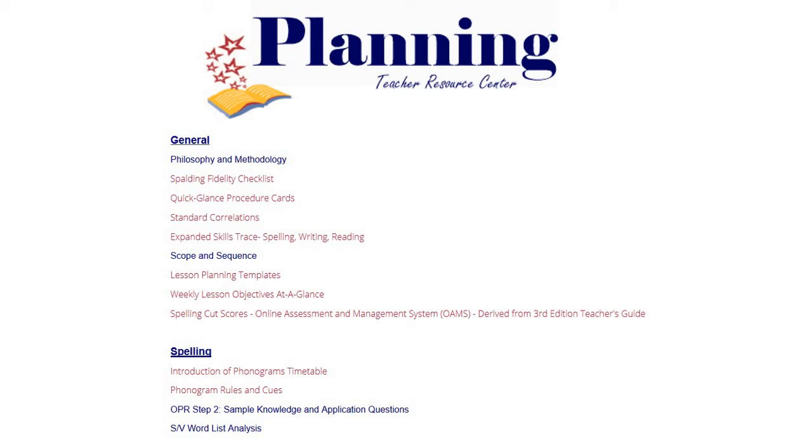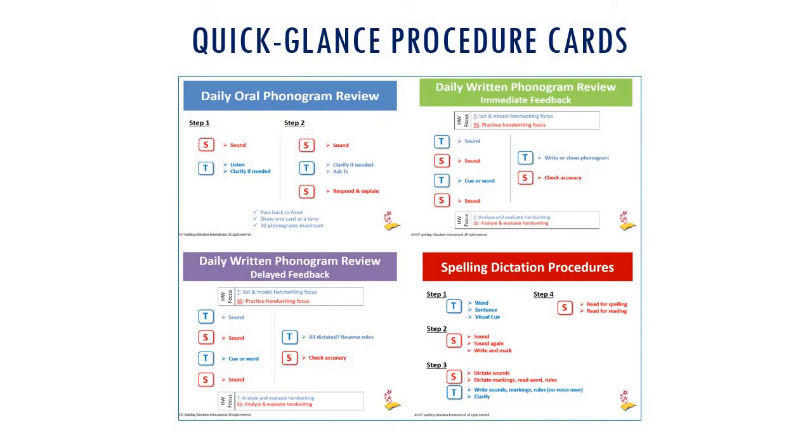Take a moment and read through just some of the resources offered in the planning section so far. This list and all other TRC lists will continue to grow as we continue to develop resources. This is an example of the quick glance procedure cards found in the planning section. Every step of Spalding's procedures has a purpose. These quick glance cards remind teachers of those important steps as they are in front of the class first implementing the procedures or refining them.